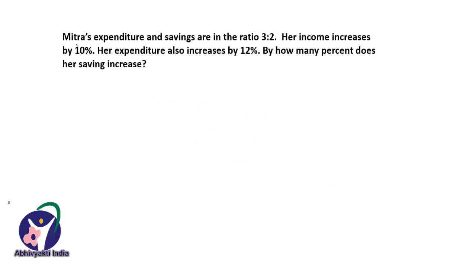Here is another question. Mitra's expenditure and savings are in the ratio of 3:2. Her income increases by 10%. Her expenditure also increases by 12%. By how many percent does her saving increase?